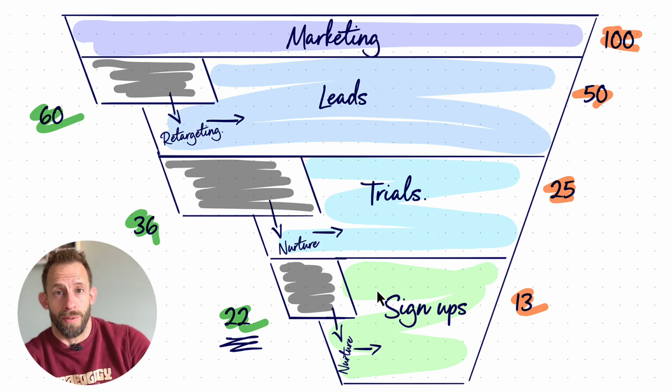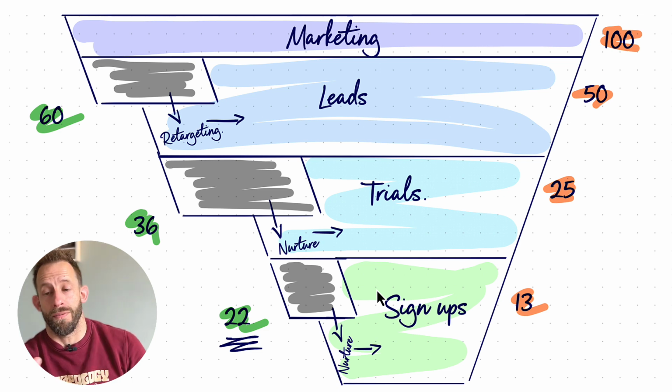And of those trials that come in, you're going to get three different types of people. Someone will make a trial and they won't show up. Okay, someone will make a trial and show up and join. Someone will make a trial, show up and not join. Okay, if they join, that's great.